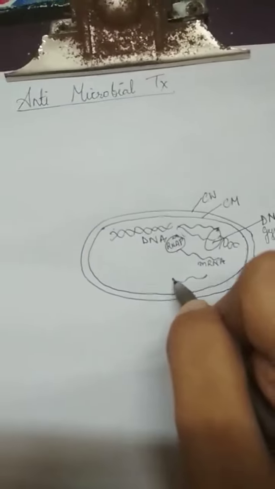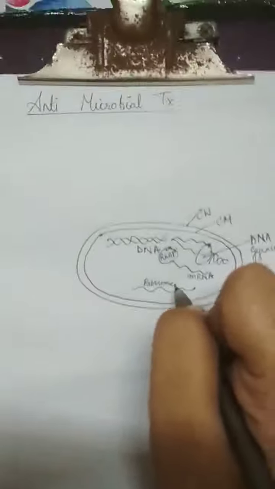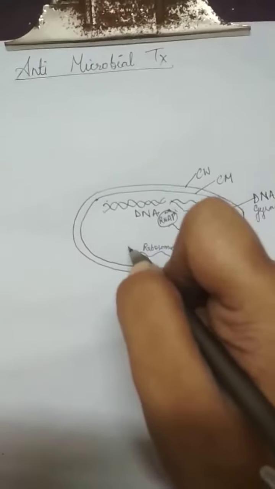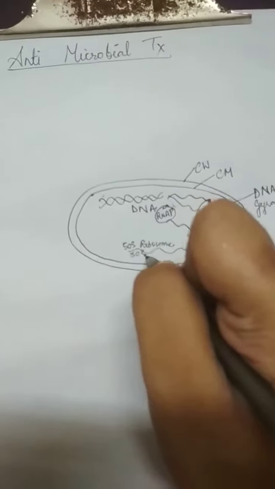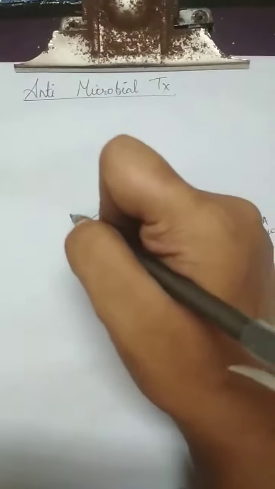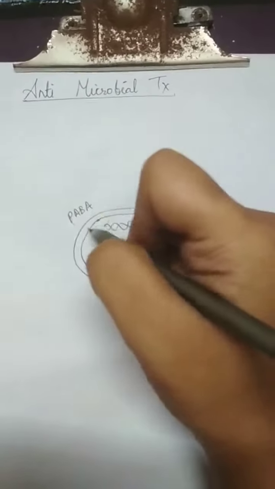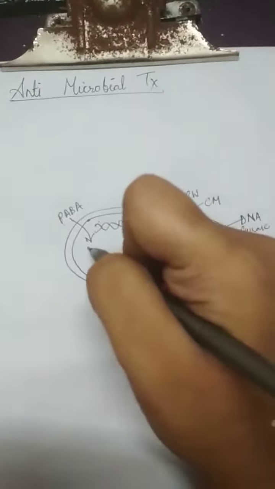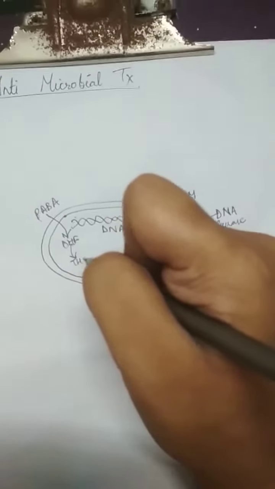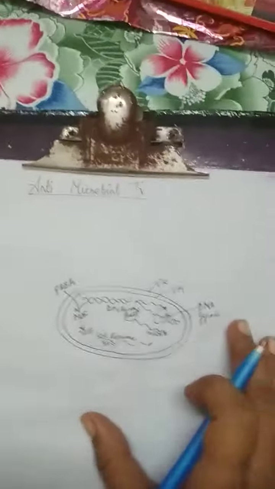So there will be the formation of ribosome. Now in a prokaryote, the ribosome is of 70S type, which has a subunit of 50S and a 30S. Now bacteria has metabolism for folic acid. So this is PABA, which will be converted to DHF, that's the dihydrofolate, and then to the tetrahydrofolate. Now PABA is para-aminobenzoic acid. Now antimicrobial drugs will target each of these components.